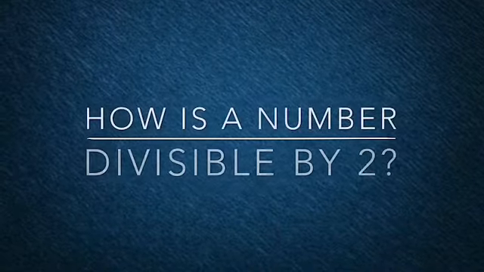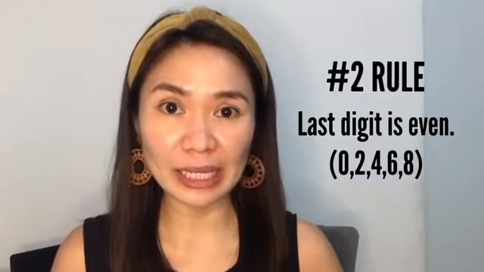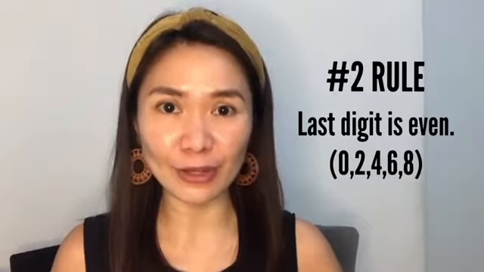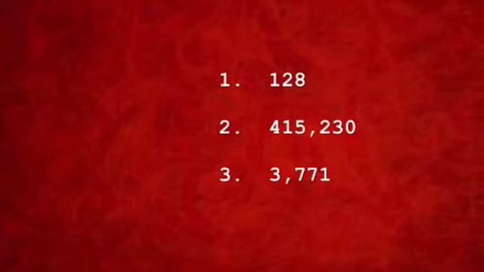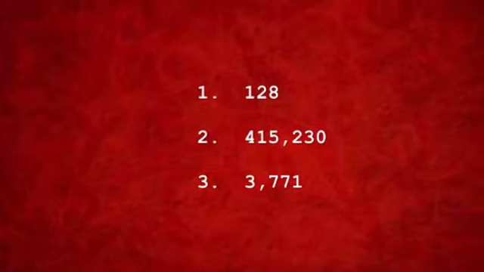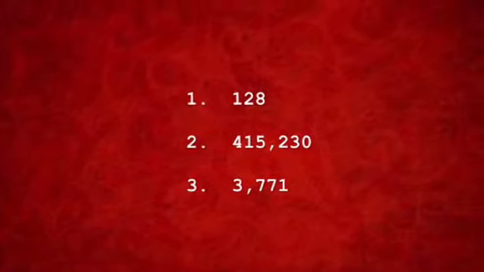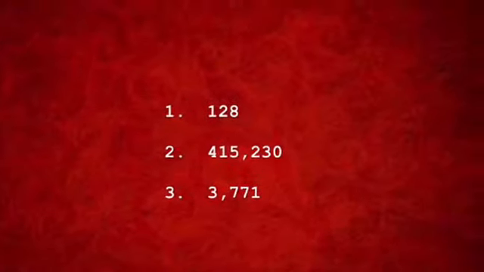Let's talk about the number 2 rule. A number is divisible by 2 is if its last digit is an even number. Examples 1 and 2 end in 8 and 0, which are both even numbers, so they will be divisible by 2. The third example, however, is not divisible by 2 because the number 1 is not an even number.